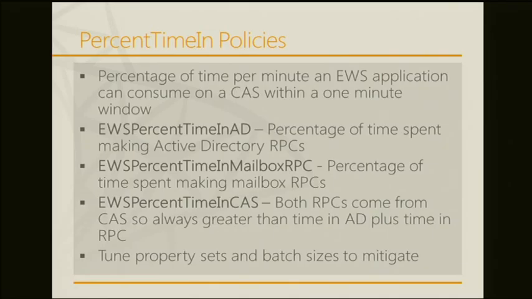This, again, is not necessarily something that you have to pay really close attention to other than to fine-tune the property sets and batch sizes that you're going to do anyway, like we talked about yesterday, just to get the best performance out of your application. In situations where the CAS server is struggling to keep up with the overall general workload, be it Outlook or OA users or something going on the CAS server, this percent time in CAS for your request may go up because that CAS is struggling to keep up with this general workload.